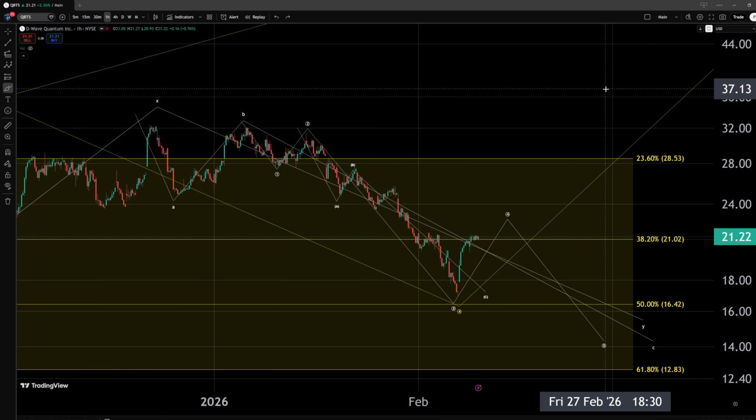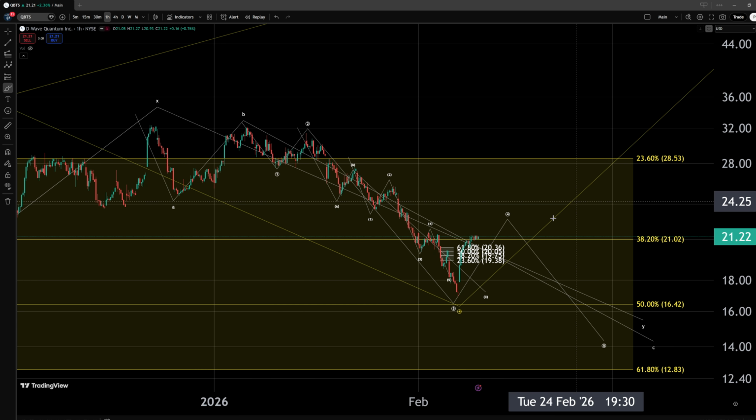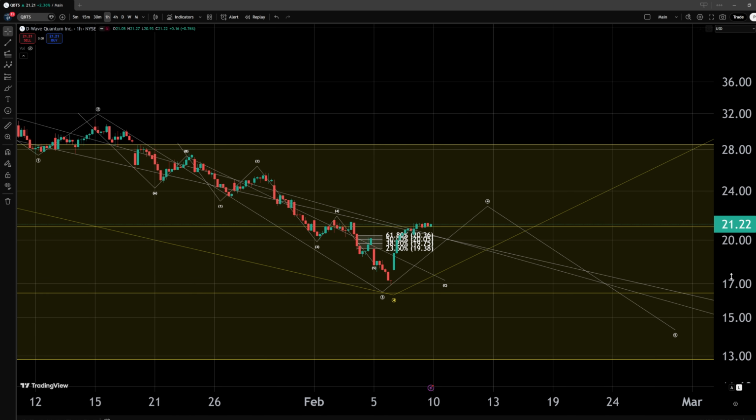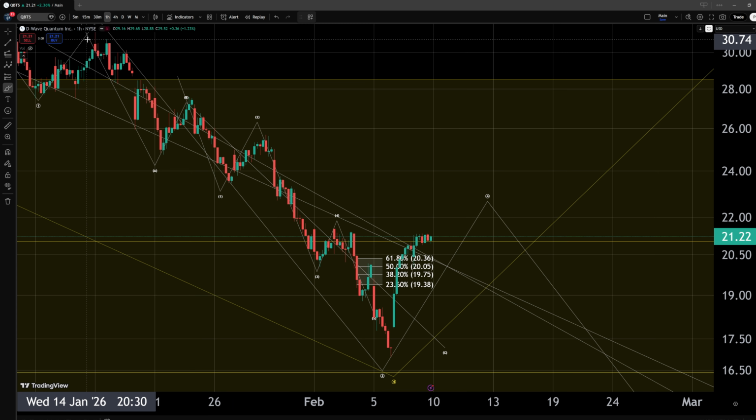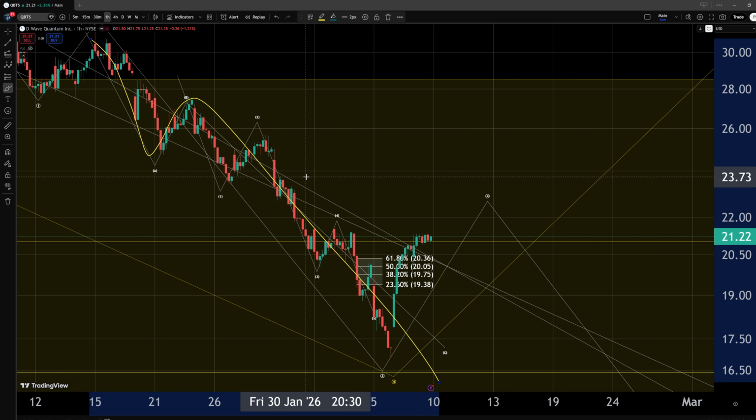Now, before I provide that, I would like to go through the developments since the previous video, and within this area, we have been tracking a couple of ideas. So, we were looking at this as an ABC structure within a wave 3.